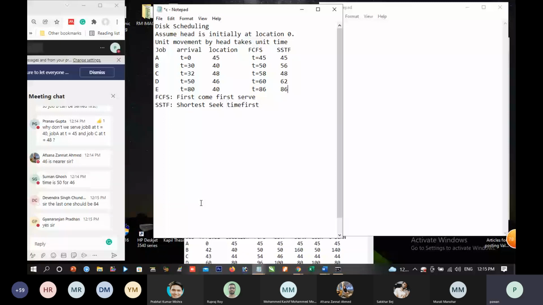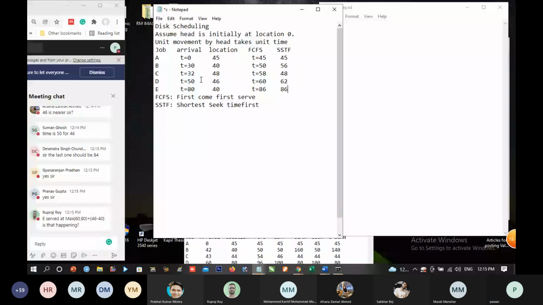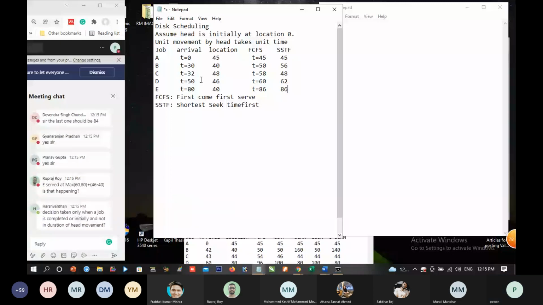You see, 46 is nearer. But 46 has not arrived till time t equal to 45. Yes, time is 50 for 46. At time t equal to 45, the job at location D has not even arrived.